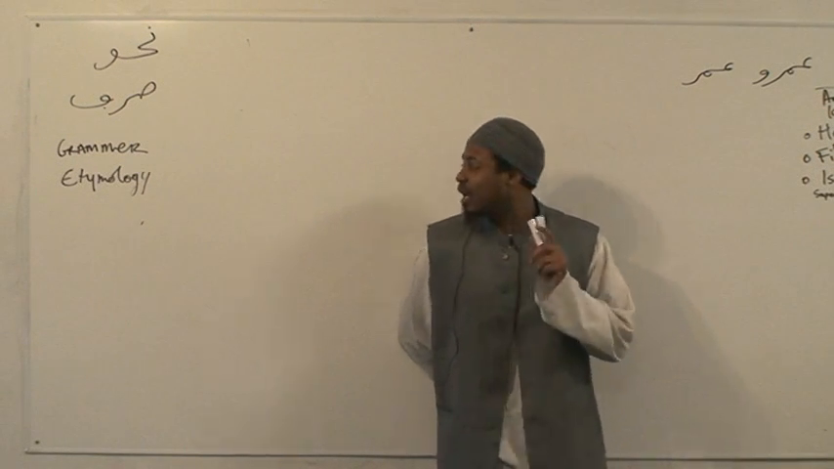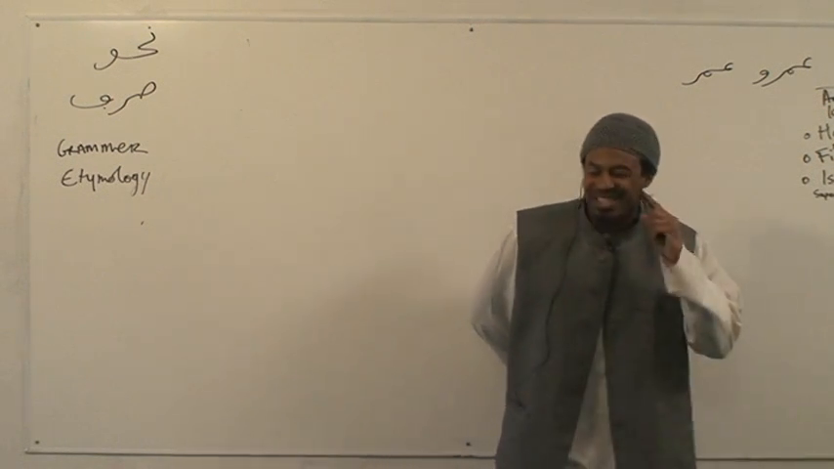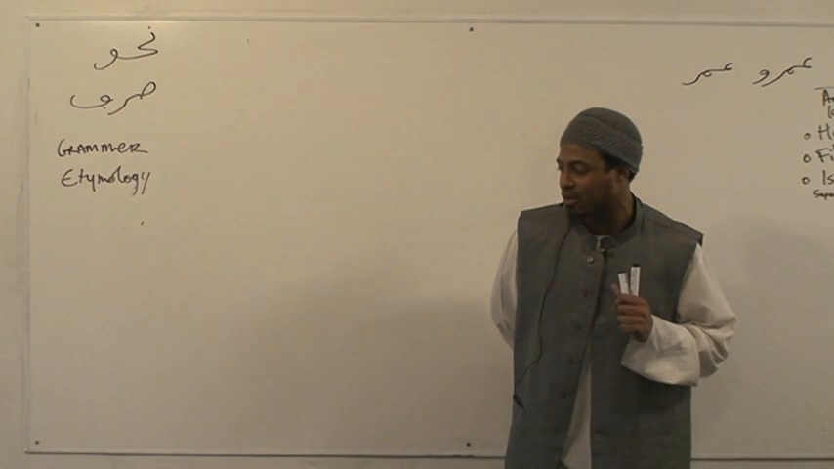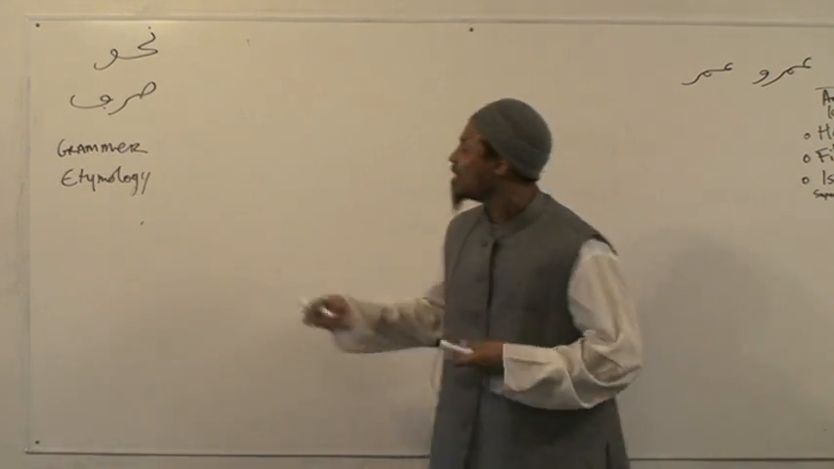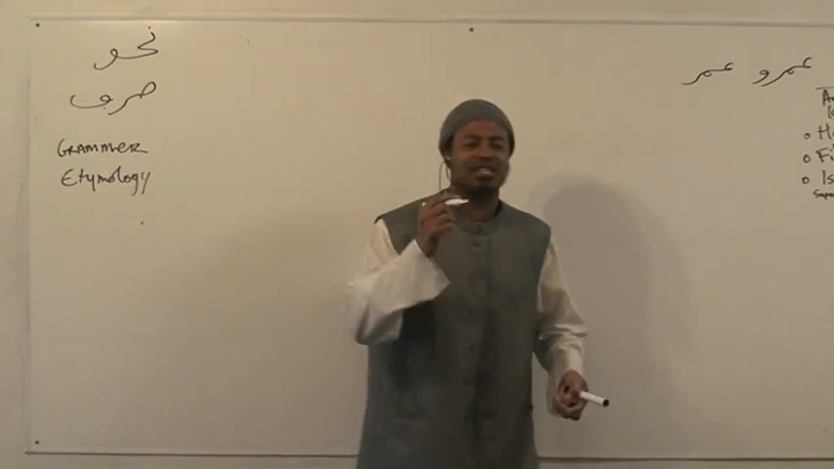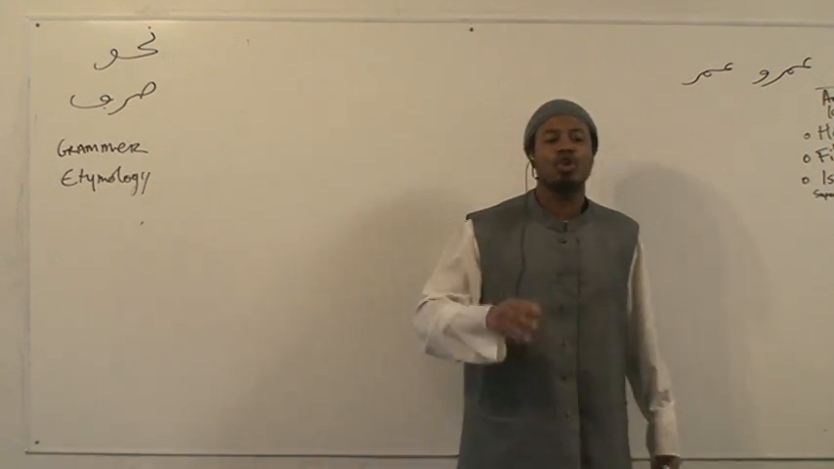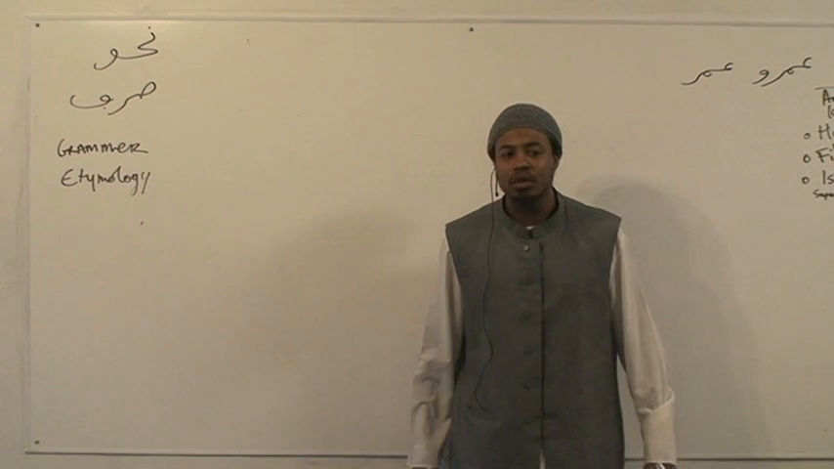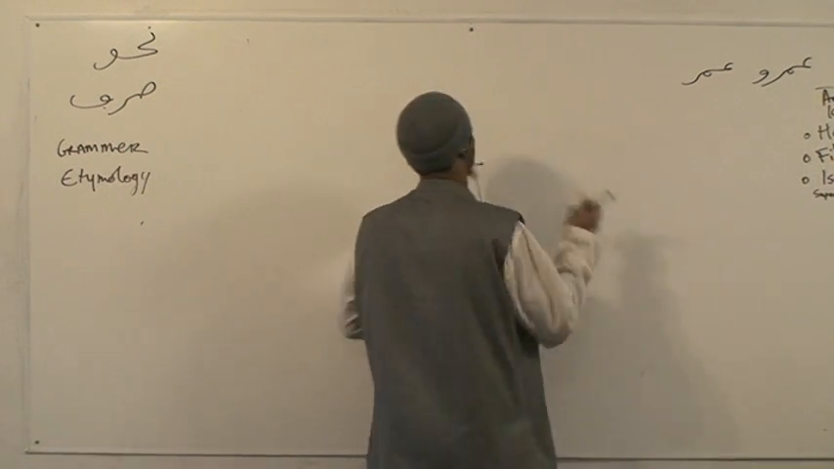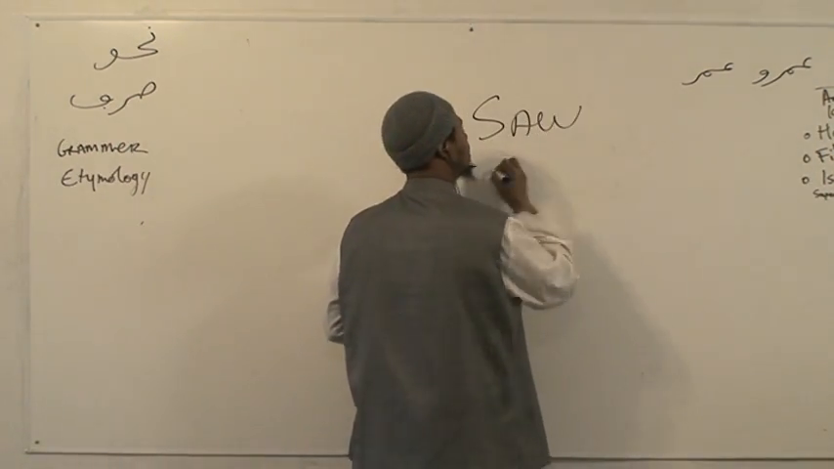Second, etymology or sarf. The word is sarf. Everybody say sarf. They transliterate this as a big S. The sound of this word is like if you say the word saw. Say the word saw. Like a saw, this one right here that we write. This is a saw, right?